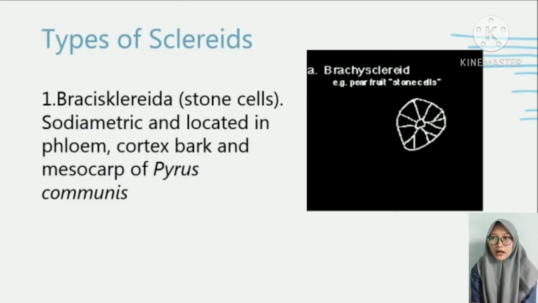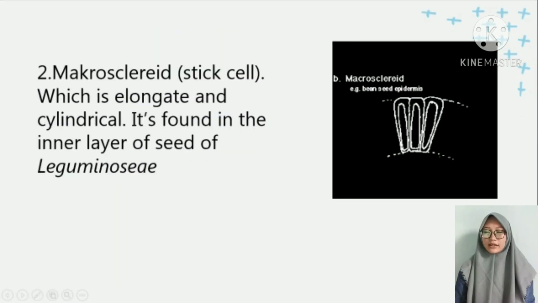Let's now move on to types of sclereids. First, brachysclereids or stone cells, isodiametric and located in phloem, cortex, bark, and mesocarp of Pyrus communis. Look at the picture, a stone cell from the flesh of the Pyrus fruit. And number 2, macrosclereid or stick cell, which is elongate and cylindrical. It's found in the outer layer of seeds of Leguminosae. In this picture, there are sclereids called macrosclereids with thickening of the walls in the epidermis of Phaseolus seed coats.